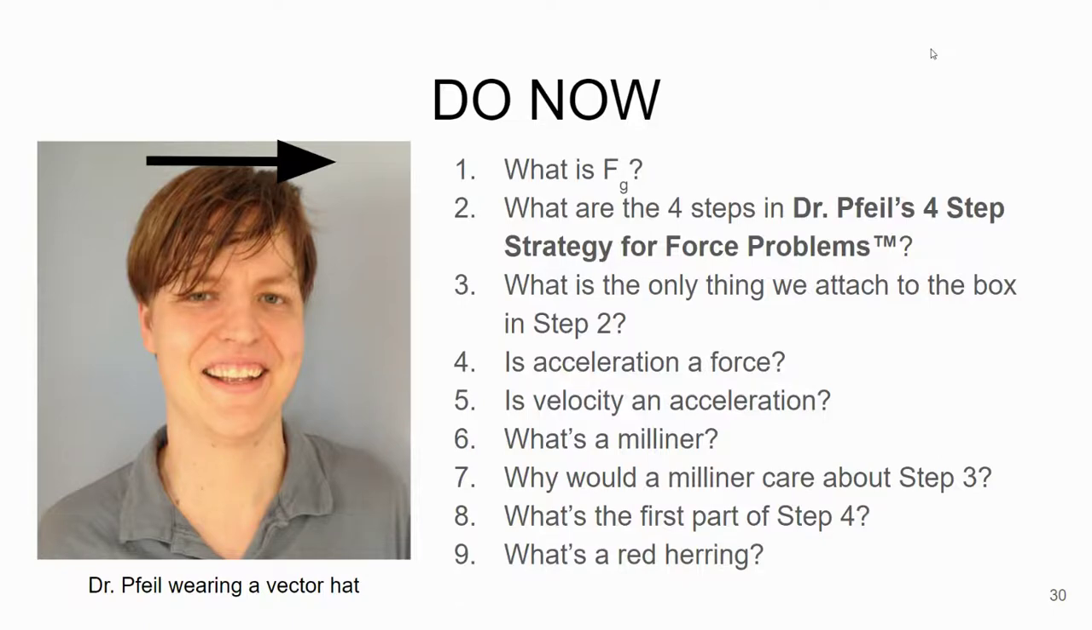Hello, physics. This is the third part of the chapter 6 and 7 slides. So let's jump right into it. Do now. First of all, what is F sub g? Well, F sub g is weight, and the formula for F sub g is mg.